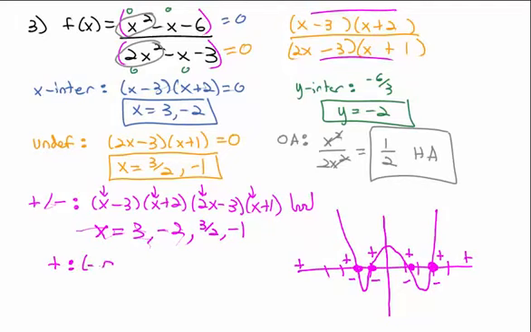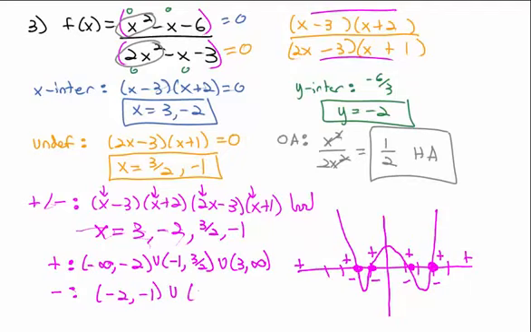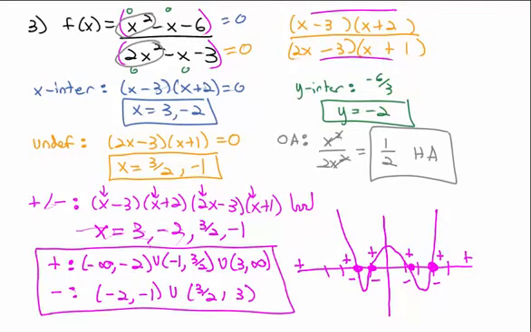So its positive range is -infinity to -2, union -1 to 3/2, union 3 to infinity. It's negative in between there, from -2 to -1, union from 3/2 to 3. We have our 5 pieces of information. We now should be able to make this graph.